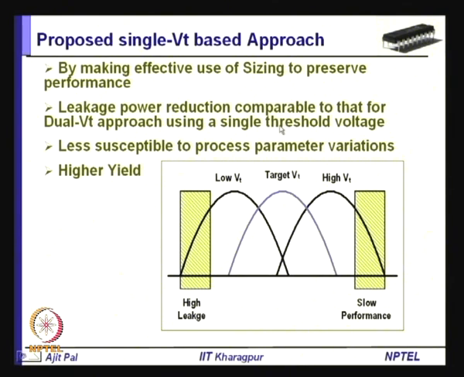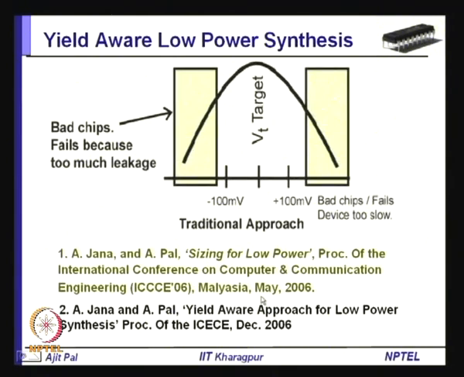By using a single threshold voltage, obviously, it is less susceptible to process parameter variations, and it gives you higher yield. So, this is the target VT. That means you are using a single threshold voltage. Obviously, this will be more than the lower threshold voltage and less than the higher threshold voltage whenever you use dual VT. So, you have to really identify this target VT, and how it can be done, I shall briefly discuss. And you can see this is neither violating the larger leakage, nor the larger delay. So, this will lead to better yield.